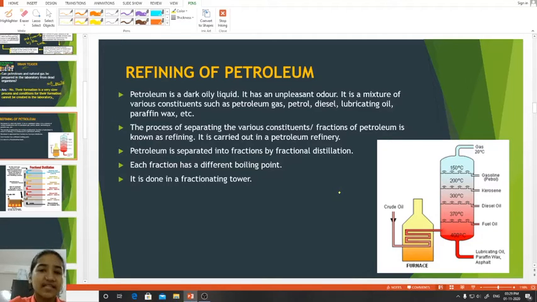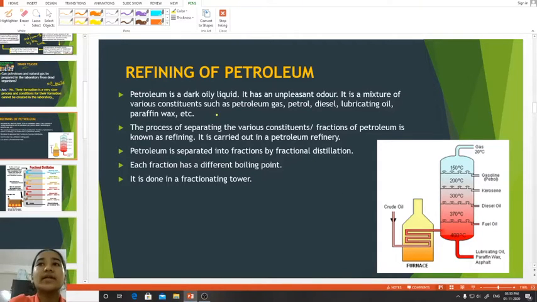Refining in the sense, as I had informed you, that your crude oil, which is the black, thick, and oily liquid, cannot be used in its original or natural form. It has to be refined into different useful components. So we'll be learning how that is done. Okay, so it's refining of petroleum.